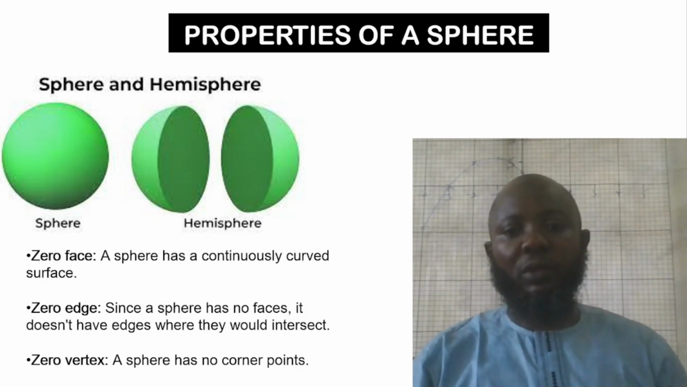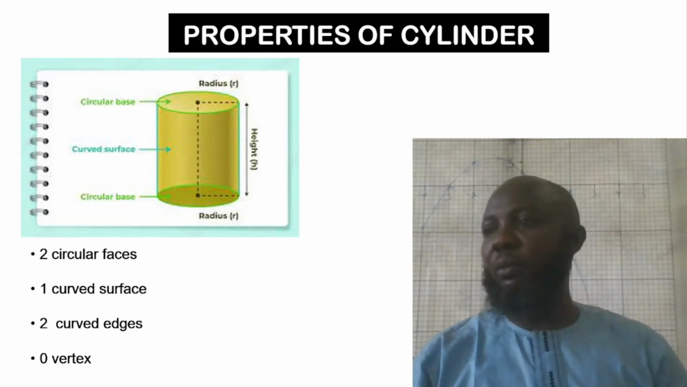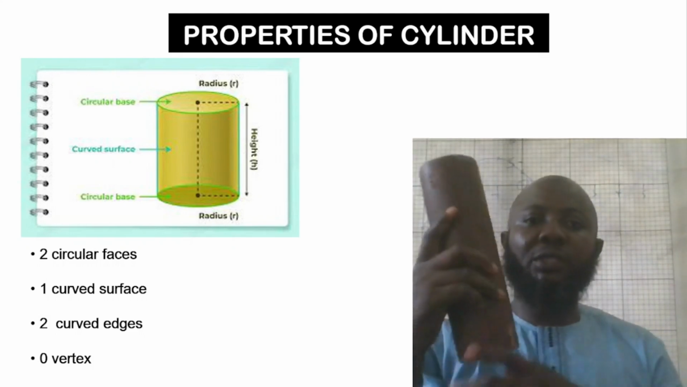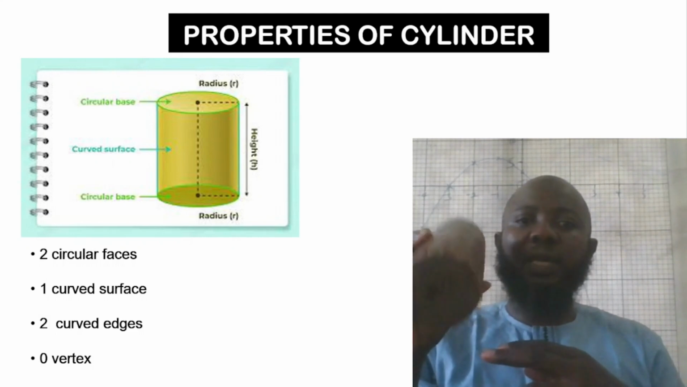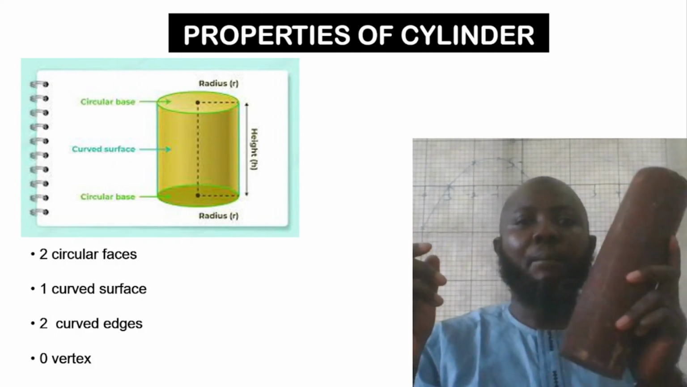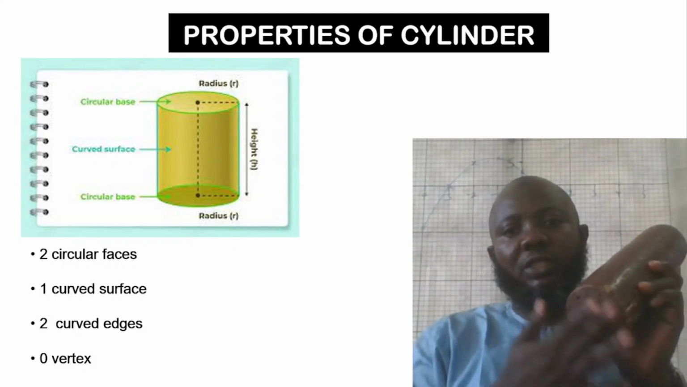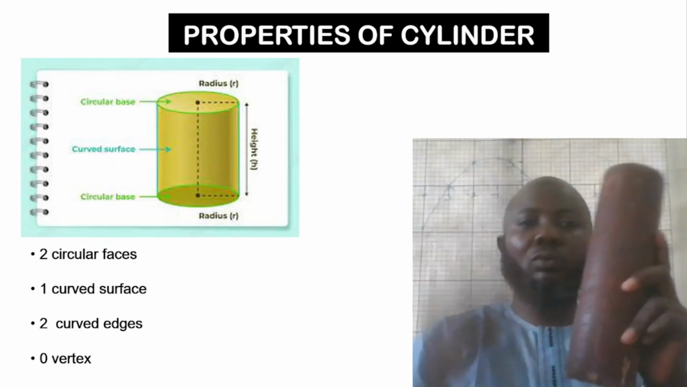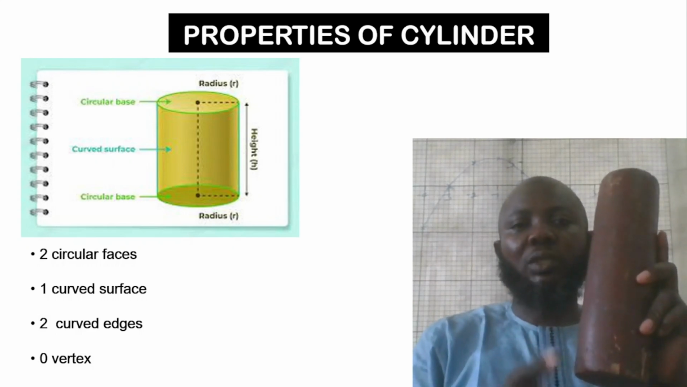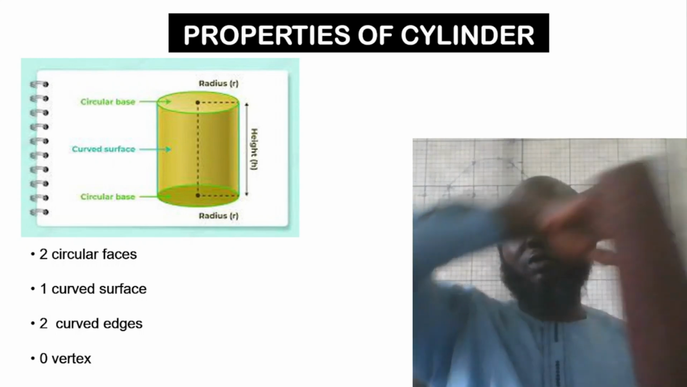All this is clear. So the next one we have here is the cylinder. You can see this is a cylinder. What you can notice here is that it has circular faces. This face here is in the form of a circle. That is the base. The base and the top are the same. So two circular faces, then the curved part.